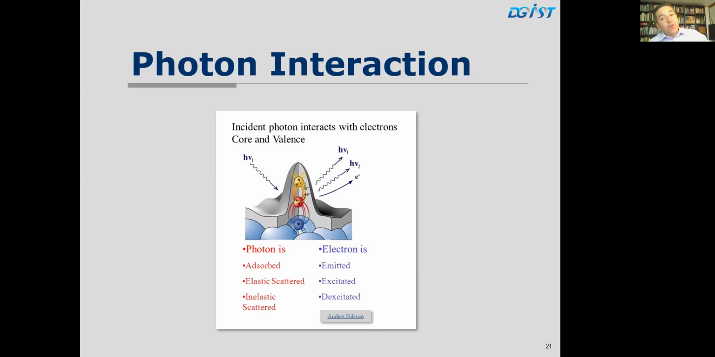So when a photon interacts with matter, it can be absorbed, it can be scattered elastically or inelastically. Elastic scatter is at the same frequency. Inelastic scatter is at a different frequency. We can also have the electron being emitted, or ionization. We can have the electron excited, or we can also have the electron de-excited. So these are all possibilities that occur when an electromagnetic radiation interacts with these electrons in the target matter.